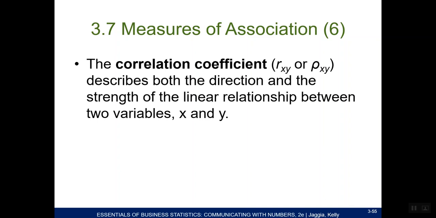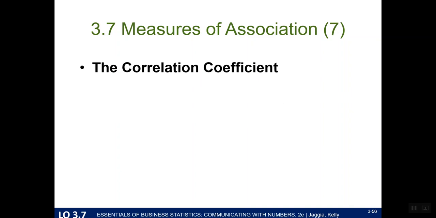And then for the population, I know that looks like a P, but that's really the Greek letter rho, R-H-O, pronounced rho, even though it looks like a P. So we're going to use rho for the population and R for the sample to calculate the correlation coefficient.